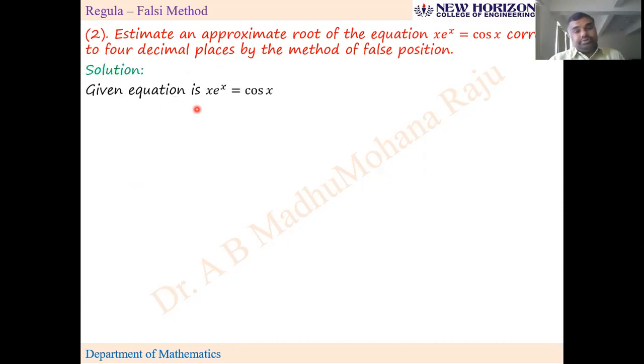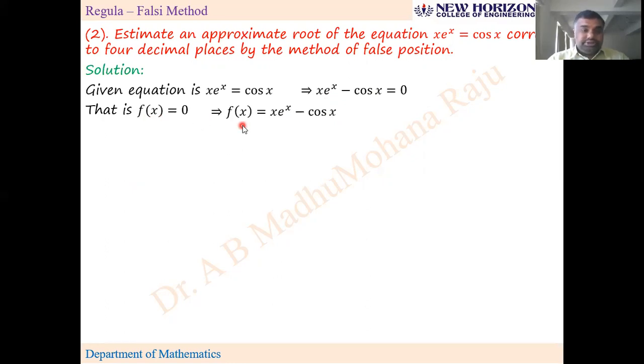Given function is x e power x equal to cos x. Transfer to one side: x e power x minus cos x equal to 0. So f of x equal to 0, where f of x is x e power x minus cos x.